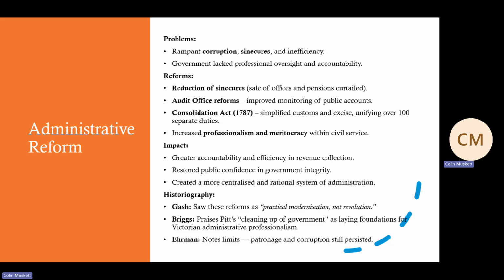So, a little bit of historiography there on the slide. Asa Briggs, who we've referenced many, many times, praised Pitt's efforts, saying, quote, they cleaned up government and by doing so, laid the foundations for what became later on in the 19th century the benchmark for the professional manner in which governments were run thereafter.